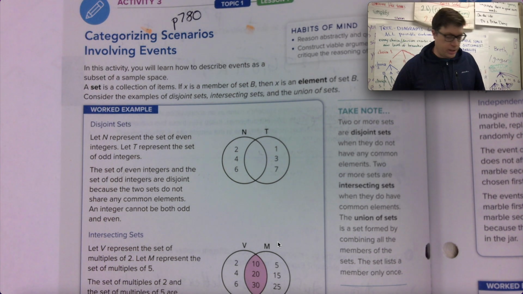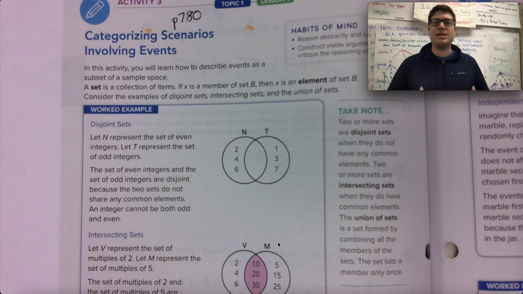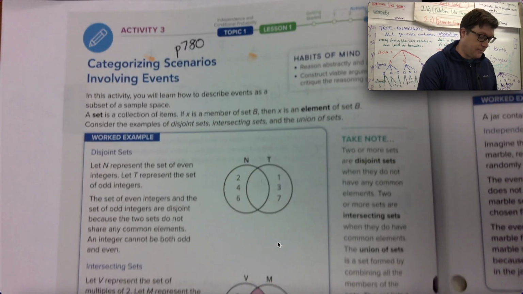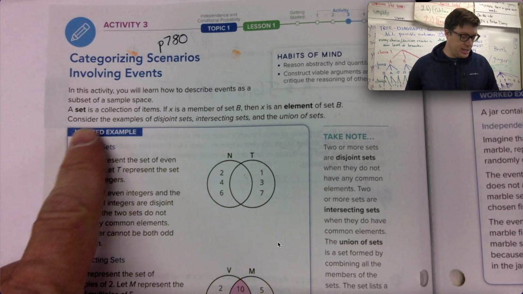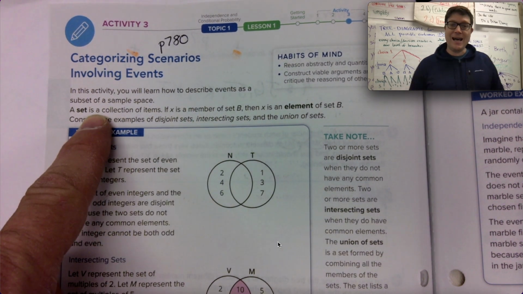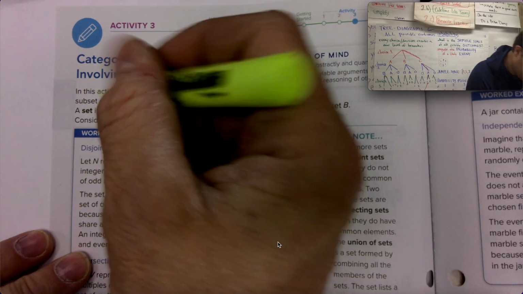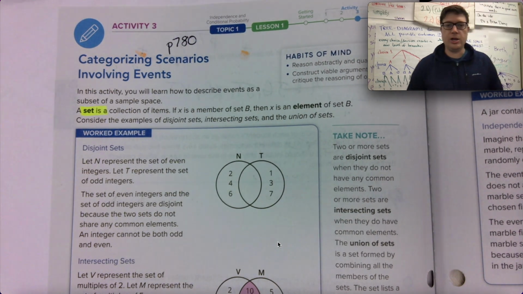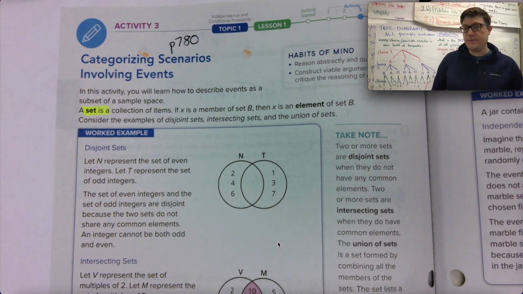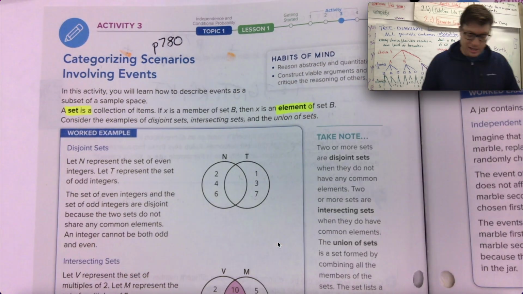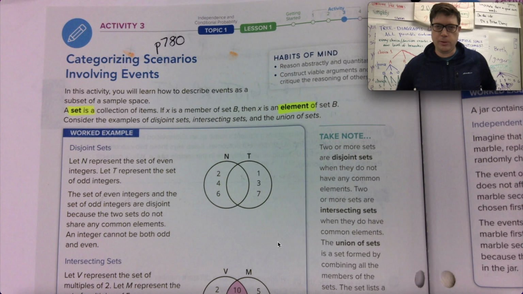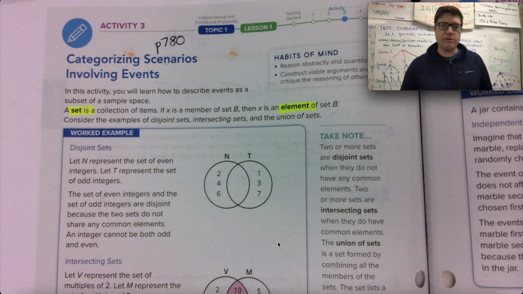So I'm going to use my highlighter here, and really this page is just processing the information of what's happening. Categorizing scenarios involving events. In this activity, we're going to describe a set as a collection of items. If X is a member of set B, then X is an element of set B. It's like members of your family, right? They're elements of the set of your family.